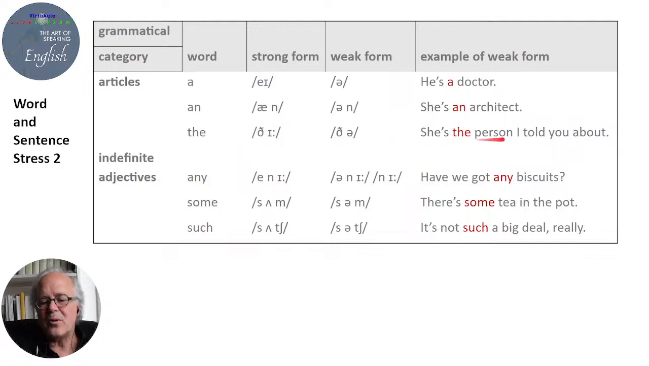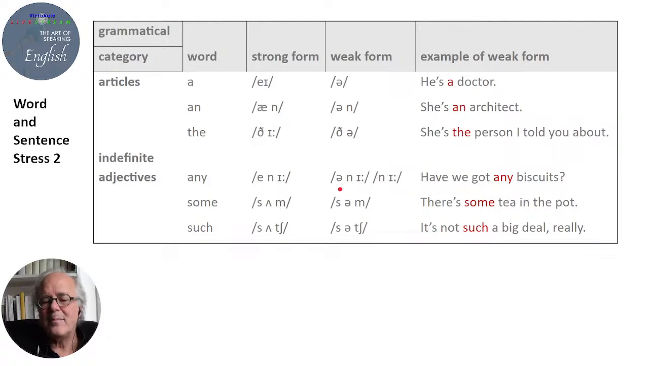She's the person I told you about. This is more for a word that has a vowel sound. She's the airline stewardess, or she's the assistant. The assistant. It gets changed to 'the'. She's the person. Very short. Indefinite adjectives. Any. Have we got any biscuits? Gets changed to 'any'. Very short.